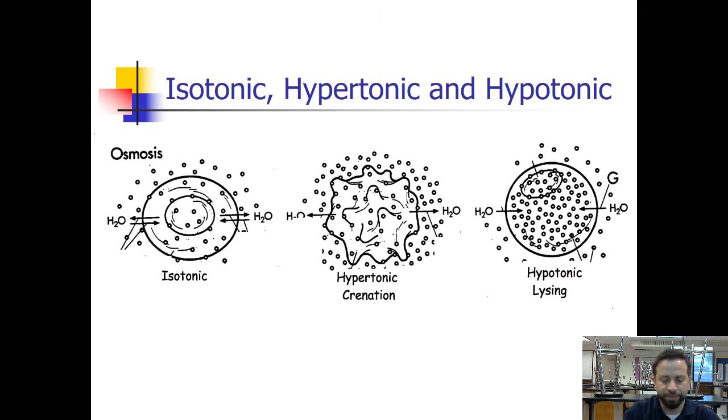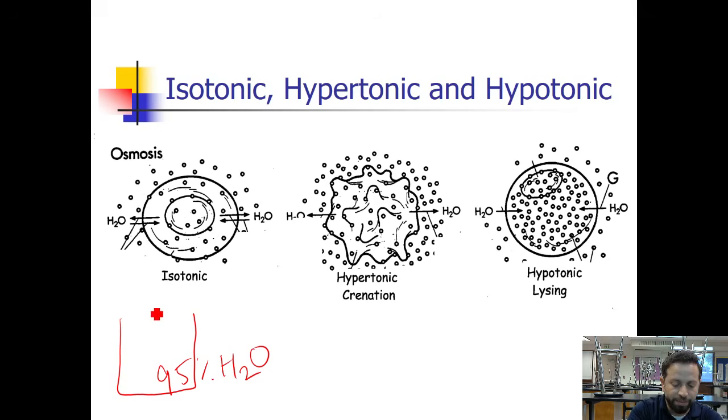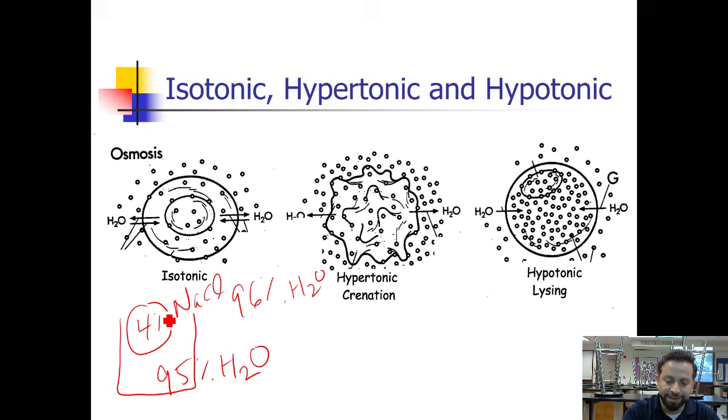Okay, so work with me here. Imagine if we have a beaker of water, and this beaker of water is made up of, say, 95% water. Okay? It could be 5% whatever else. Let's just say 95% water. You drop a cell in there, and that cell is made up of, say, 4% salt. It's not really the salt you want to concentrate on, it's what's the rest of it. So if it's 4% salt, it's going to be 96% water. Okay, so now we have 96% water inside the cell. We have 95% water outside the cell.